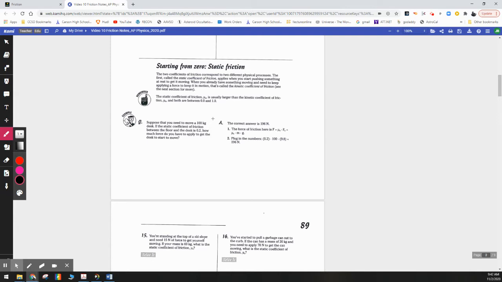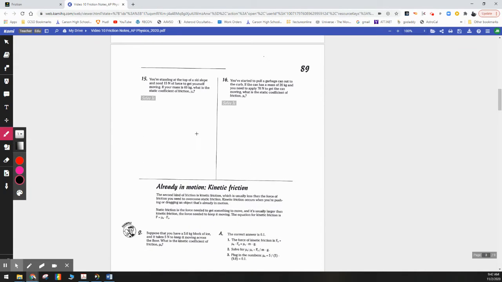So this is something we've already talked about previously. All right, and here's an example. We'll let you take a look at this example here, and we'll go ahead and take a look at number 15. It says you're standing on top of a ski slope and you need to apply 15 newtons of force to get yourself moving. If your mass is 60 kilograms, what is the static coefficient of friction?